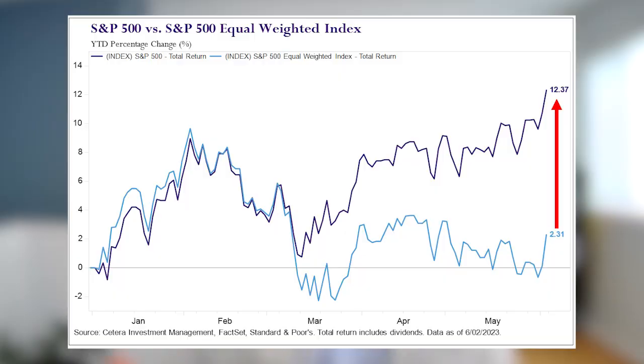Equal weight, on the other hand, is where each company in an index is assigned the same exact weight. So you see in this chart here, comparing these two methodologies, the S&P 500 is up double digits, but the equal weight S&P 500 is up just around 2%.